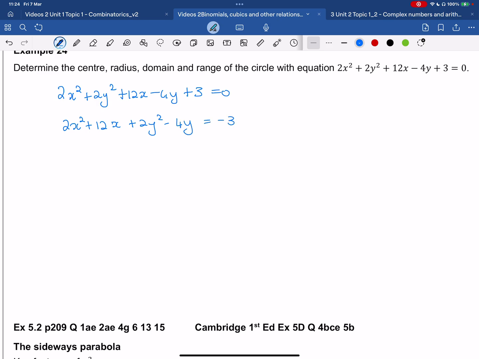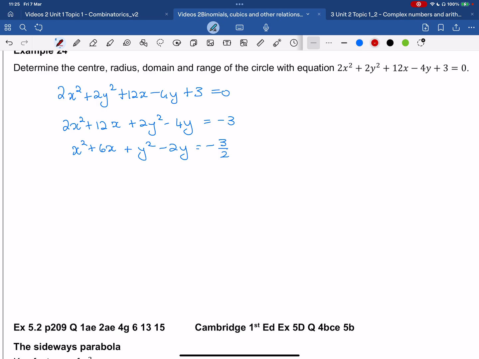And I need to get my x squared and my y squared naked. I need to get the coefficient equal to 1. So I can divide every single term by 2. So I have x squared plus 6x plus y squared minus 2y is equal to negative 3 on 2. All right, now I am ready to complete the square.